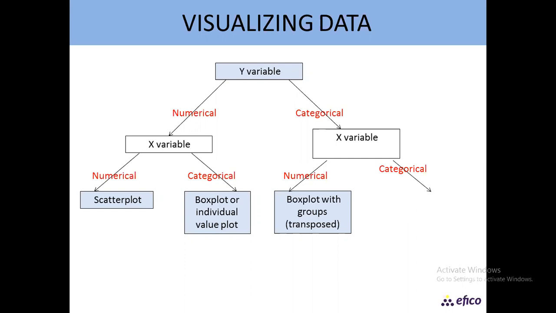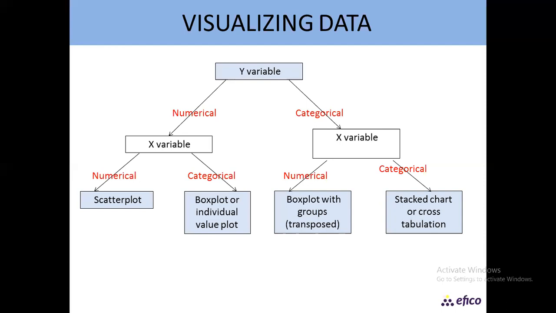So if your Y is categorical and your X is also categorical, you can plot a stacked bar chart. A stacked bar chart. We all know what a bar chart looks like, okay? So a stacked just means you're putting another bar chart on it, okay?